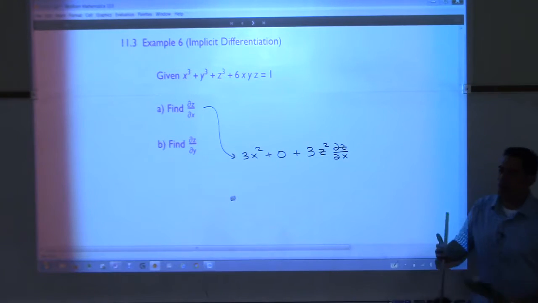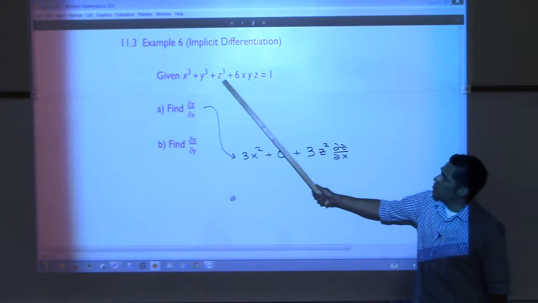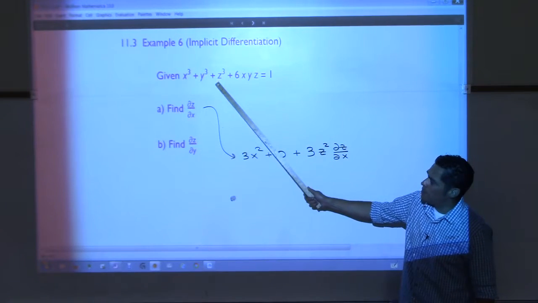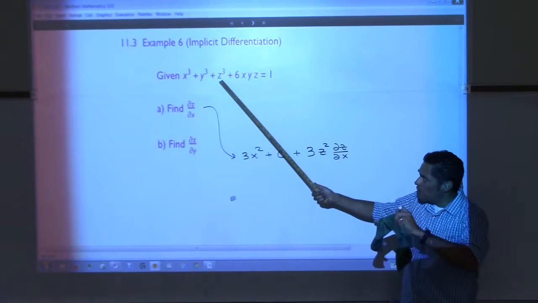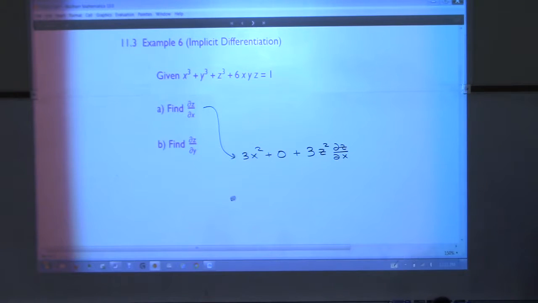You have to remember you've got to do the chain rule, right? You've got to take the derivative of z cubed, the 3 pops out, it becomes z squared. Then you take the derivative of the base, the z, which is partial of z with respect to x. And that's what we're solving for, so it needs to pop out somewhere, right? And then keep moving.